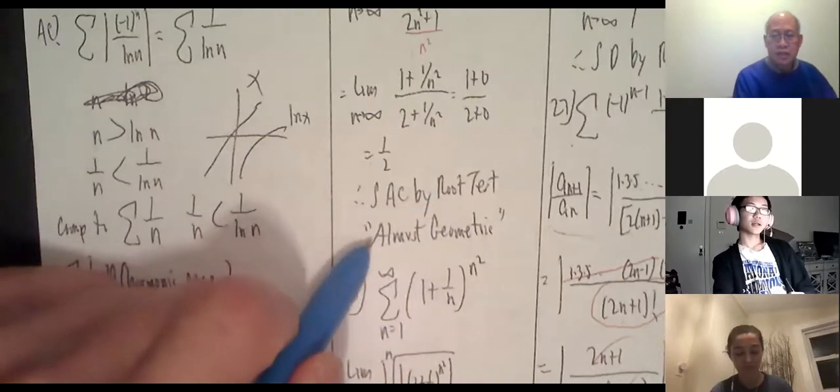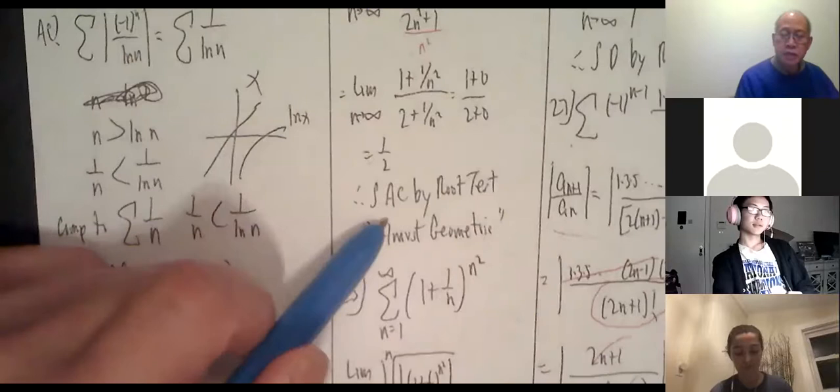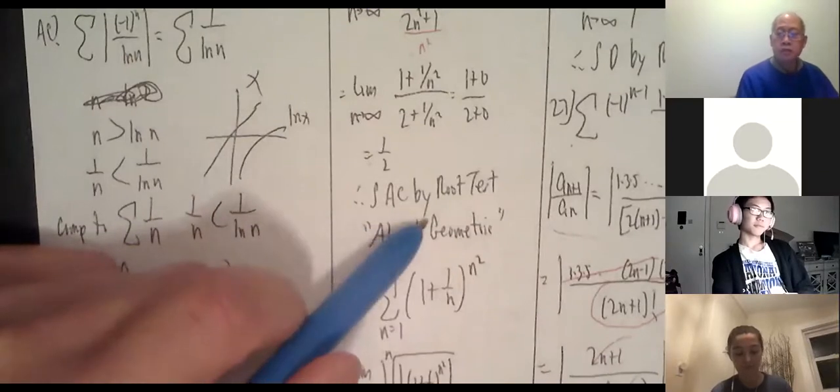Okay, so again, the concept is it's quote unquote almost geometric. Same thing for the ratio test. It's an almost geometric series.